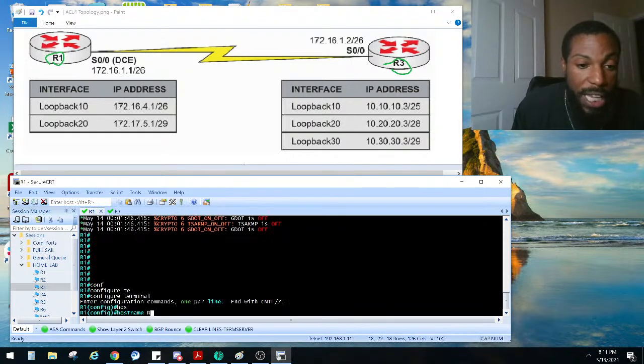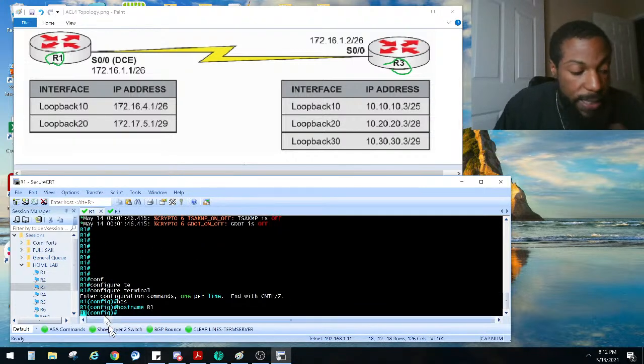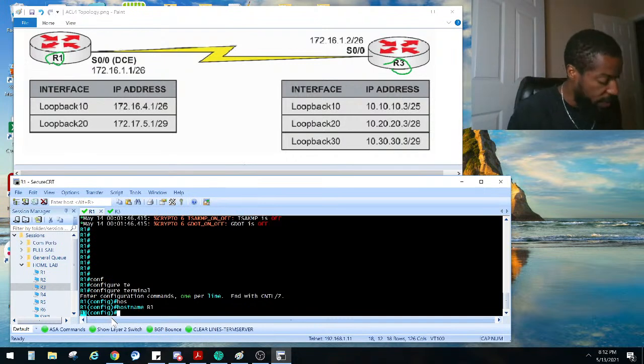So obviously it's hostname, and then router 1, press enter, and that's going to change it. But I already had it router 1, so that's already done. That's task 1. Change the hostname.